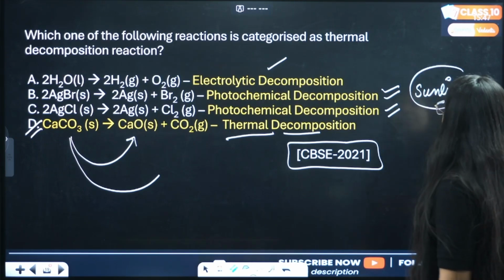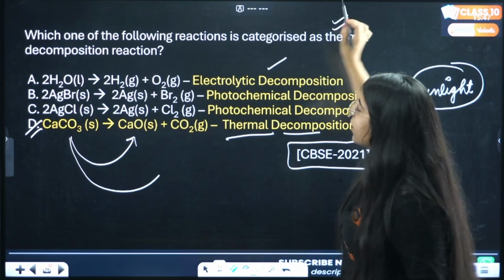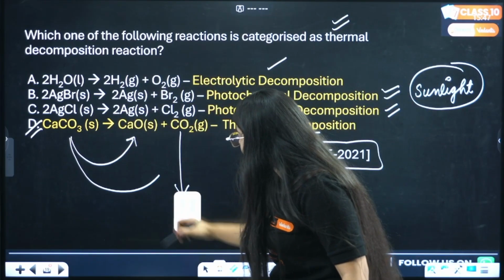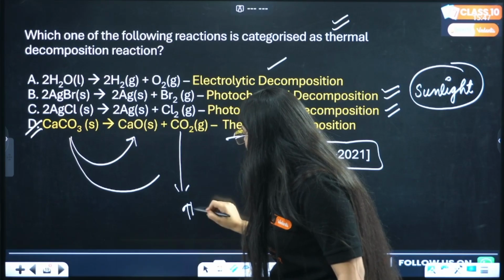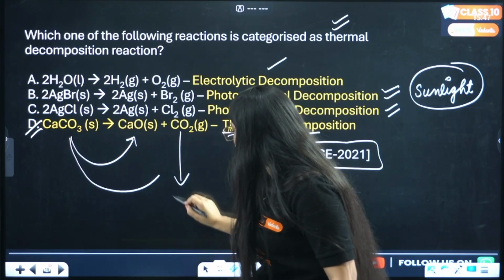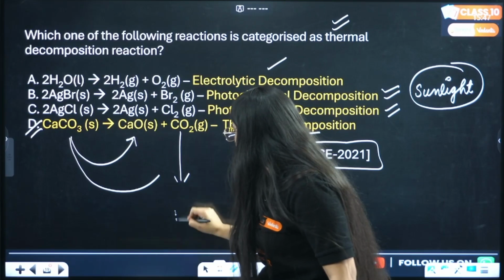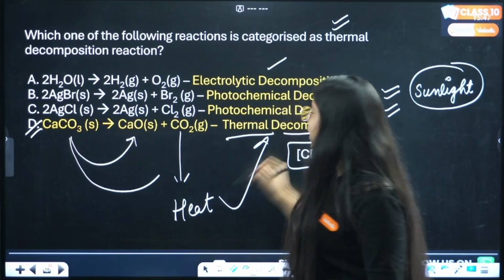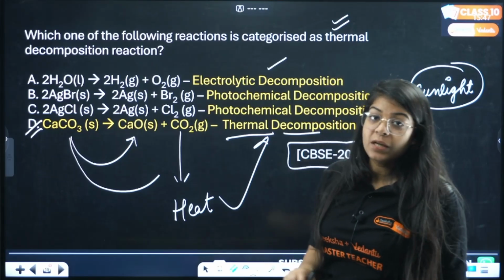So the correct example of thermal decomposition is this one. Why? Because CO2 is released. That is why it is an example of thermal decomposition. Whenever CO2 is released, you will have heat with it, and that is why it is an example of thermal decomposition.